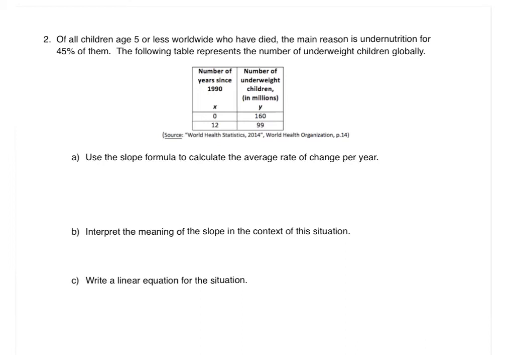So don't forget our slope m is equal to y2 minus y1 over x2 minus x1. So we only have 2 points here. I'll subtract the y values like that. 160 minus 99 over, subtract the x values in the same direction. So we'd have to do 0 minus 12. And here we get 160 minus 99 is 61. 0 minus 12 is negative 12. 61 divided by negative 12 is approximately negative 5.08. Typically in the past, we've just reduced fractions and left something like that.